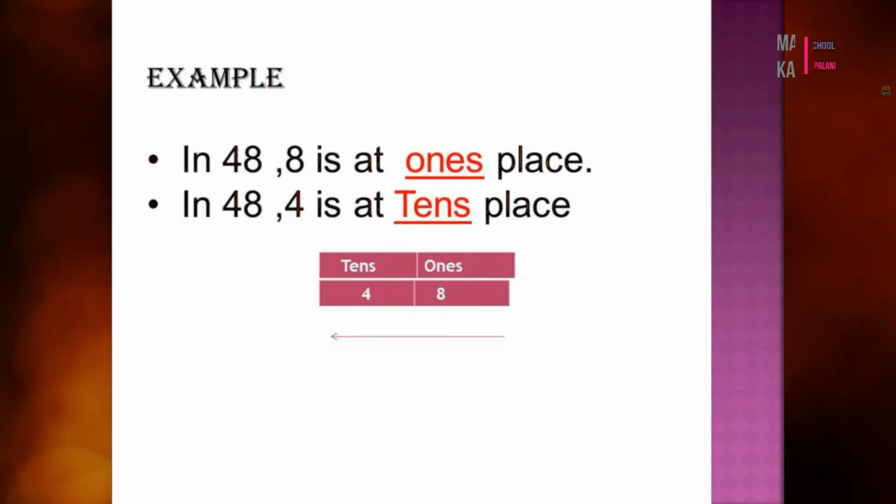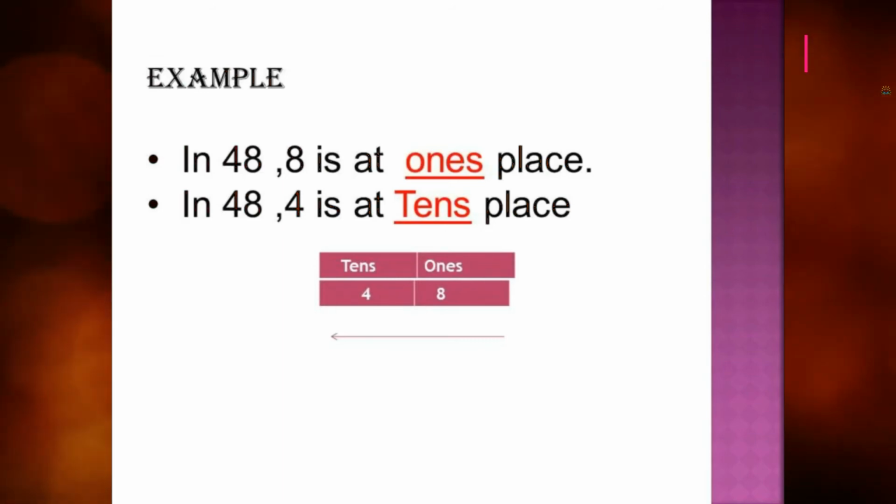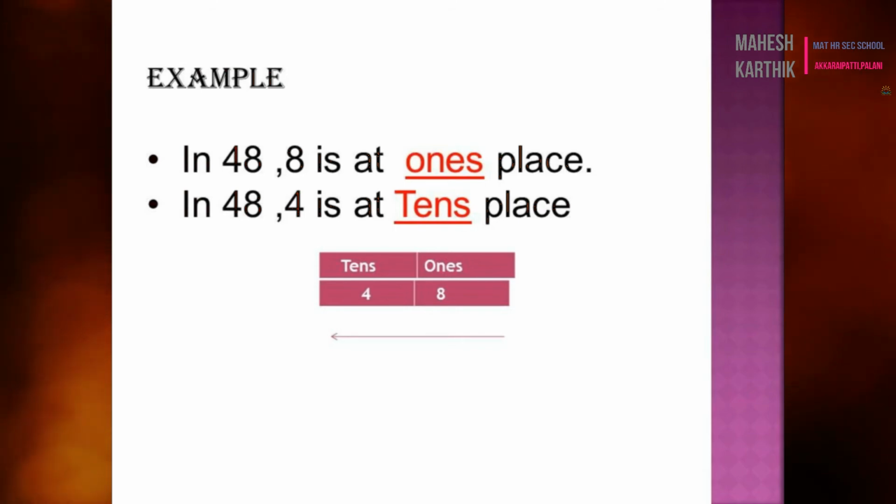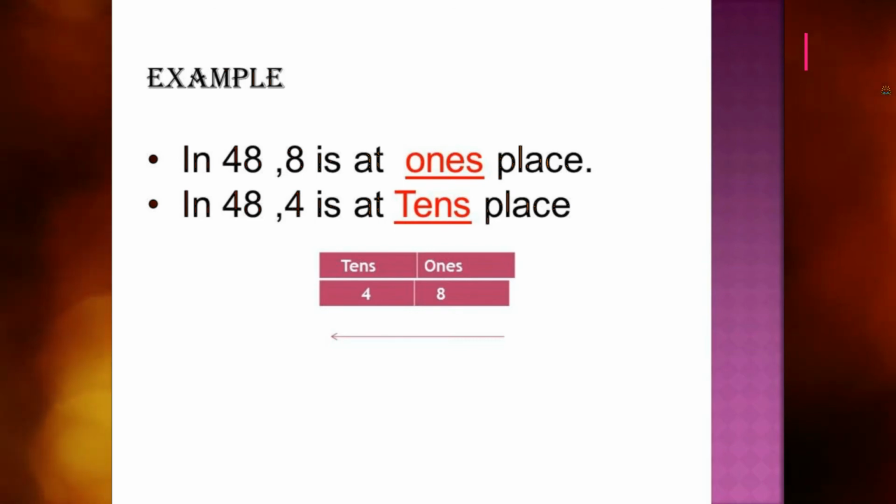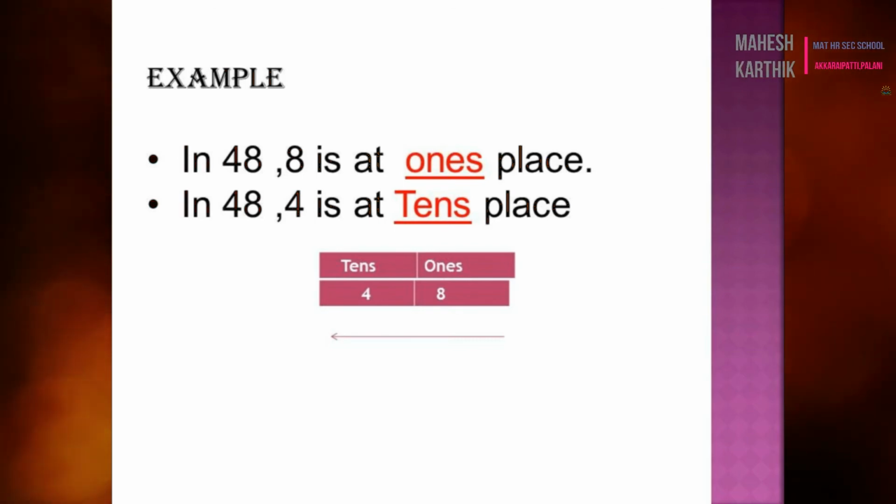We can see one example. In the number 48, 8 is at the ones place and 4 is at the tens place. We have to see from right to left. So which is at the right side? 8 is at the right side, the first one, so it is in the ones position, and the 4 is at the left side, it is in the tens position. So 8 is the ones and 4 is the tens.